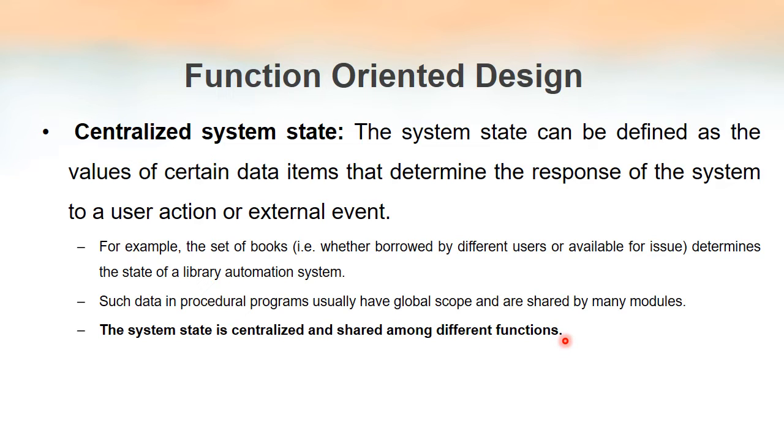So there will be different functions. All these functions will be accessing some global variables. So depending upon the value of that global variable, the way in which these functions have to behave will change. That is known as centralized system state. You can go through the example mentioned here. It is that of a library automation system.